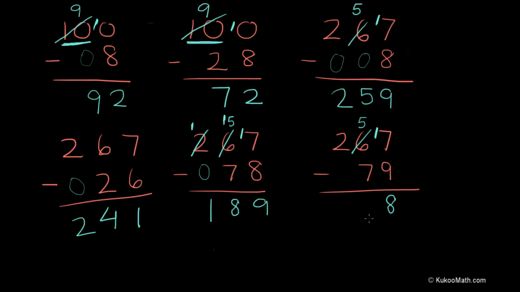5 minus 7 in the tens column. We can't do that again, so we're going to cross out the 2, make it a 1, and then add a 1 in front of the 5. Now we have 15 minus 7 is equal to 8. Alright, now we have 1 minus the invisible 0 is equal to 1. We just found out that 267 minus 79 is equal to 188.